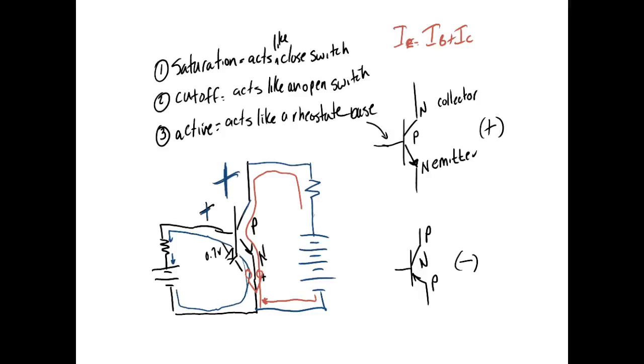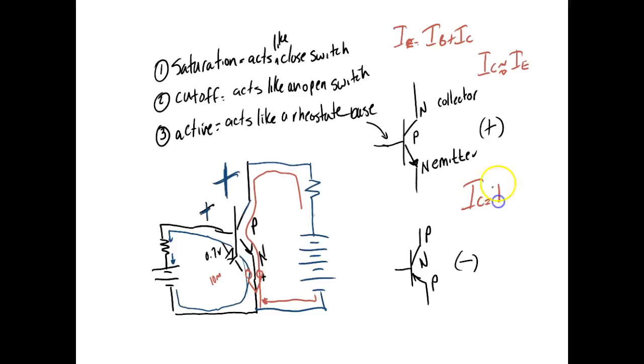But for all practical purposes, over here we might be dealing with milliamps. Over here we might be dealing with amps. So for all practical purposes, we're going to assume that IC is equal to IE. Is that true? No, I'm going to put a little squiggly line. It's not true. Which is the highest current? The emitter current. It's the sum of the base current and the collector current.